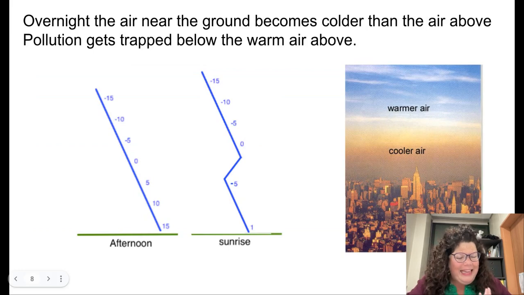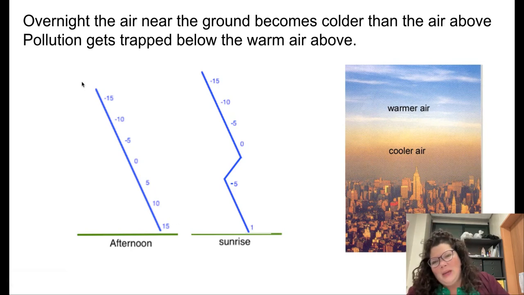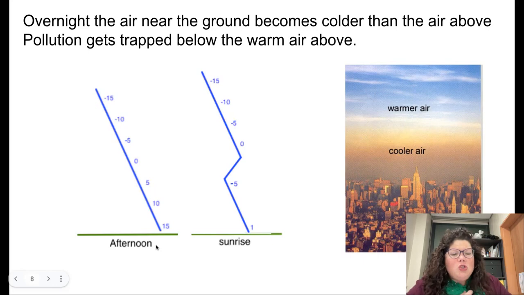So normally in the afternoon, due to our adiabatic cooling, we decrease temperature as we increase our altitude. So the closer we are to the ground, the warmer the temperature is going to be. But overnight, that air near the ground becomes super cold, colder than the air above it, because it's sending its energy to the ground. So we create this weird warm layer, and I want to show you it here.